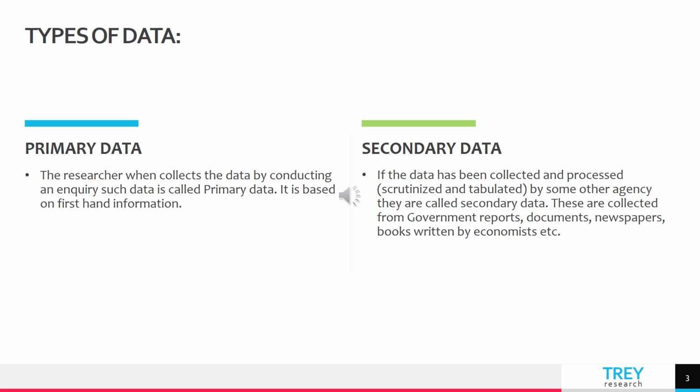Next is secondary data. If the data has been collected and processed, meaning scrutinized and tabulated, by some other agency, it is called secondary data. These are collected from government reports, documents, newspapers, books written by economists, etc. So if I am taking the book of an economist and trying to gather information from there, that becomes my secondary data. It means I am not the person who is directly collecting it from the provider. I am depending on the data which is given to me by some other party. So that is called secondary data.